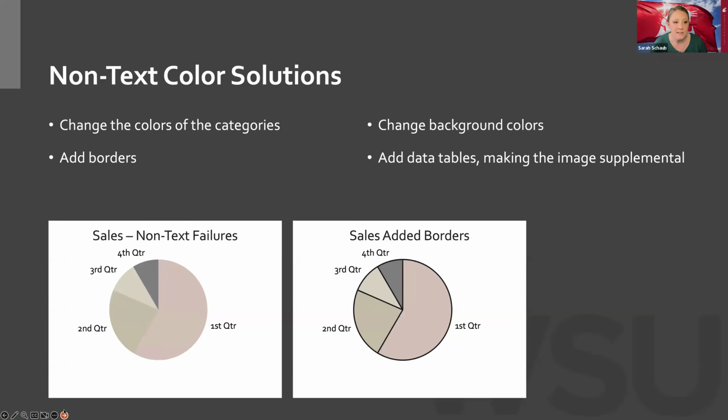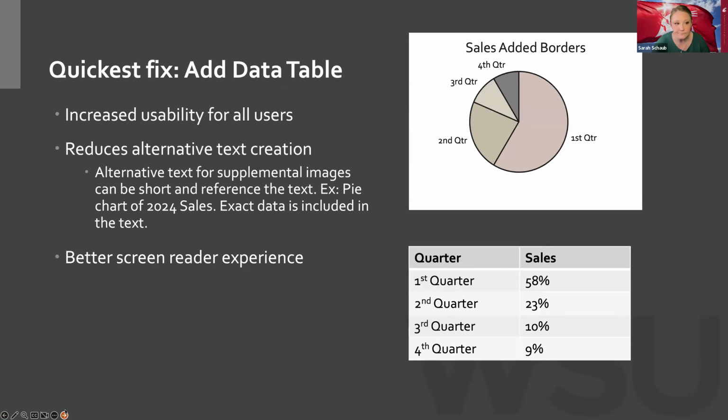Okay, so non-text color solutions are changing the colors of the categories. Again, sometimes that's not always an option, or adding borders. So adding a border around all of the different sections can be helpful. Adding data tables, always a really good extra solution. I always encourage that step. That will make the image then supplemental, and it would not necessarily then need to be accessible.